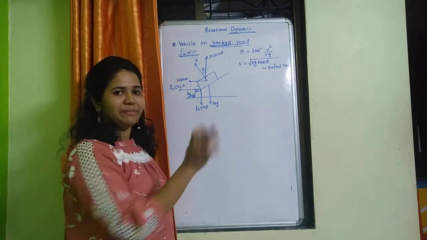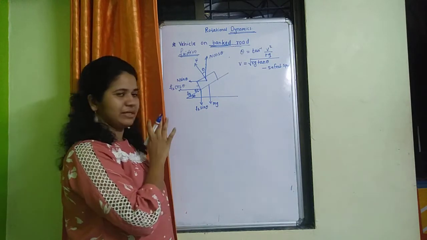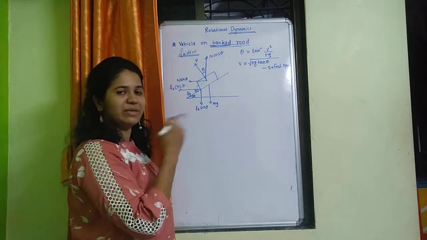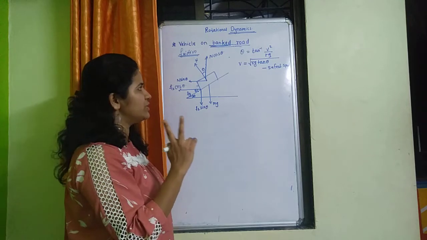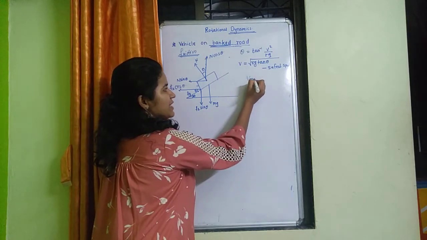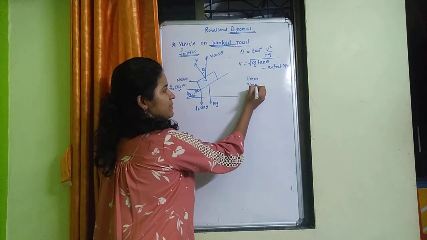Now the speed can increase or decrease, but there is some limit. So v max will be there, and v minimum will be there. So we will solve two derivations: what is the maximum speed and what is the minimum speed.